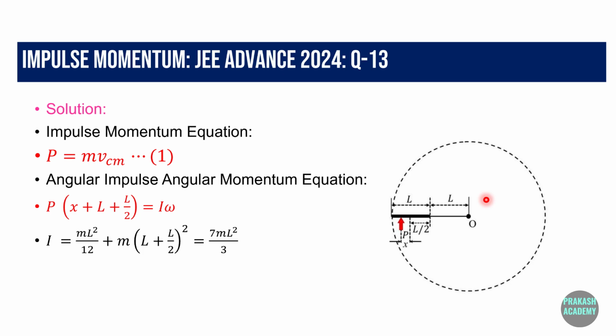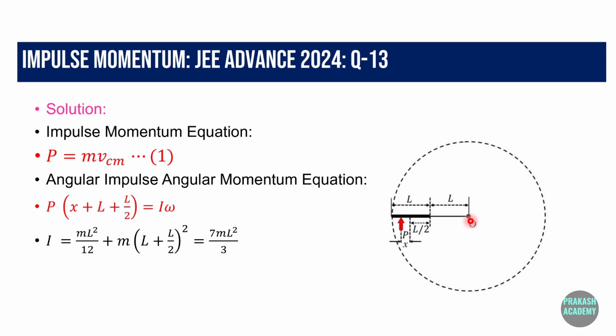Now let us find the moment of inertia. We need to find the moment of inertia about this point because we have taken the angular impulse about this point. So the moment of inertia of the rod about the center of mass is ml square by 12. I know this term, but I have to transfer it to this point O, that is the parallel axis theorem.